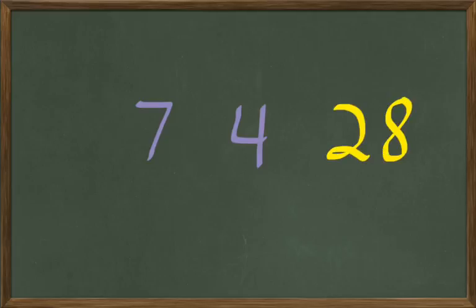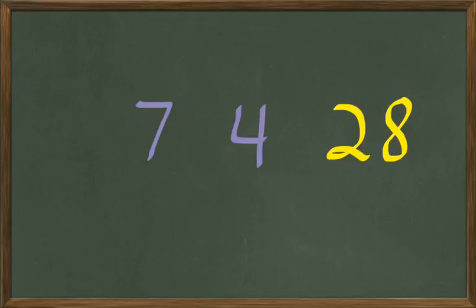Next problem. There are 7 days in a week. How many days are in 4 weeks? Alright, so there are 7 days in a week. How many days are in 4 weeks? 7 times 4 will tell us that. How many days are in 4 weeks if there are 7 days a week? Well, it looks to me like there would be 28. 28 days. That's almost a month, isn't it?